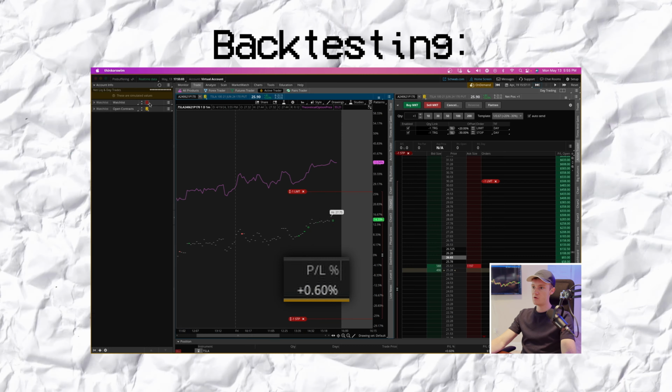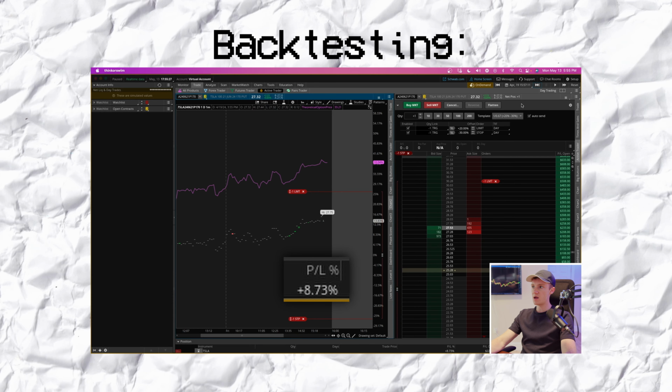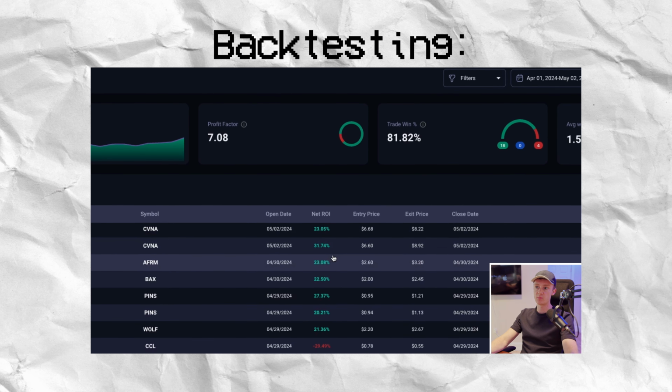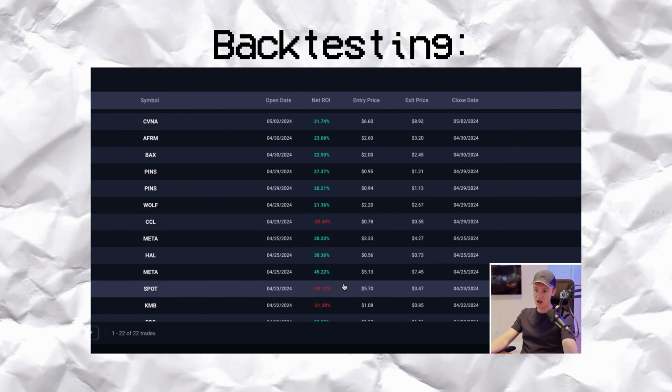Now, based off of the trades that the software has provided to me over the last month, I actually went back and backtested these trades. And I was able to identify what the risk to reward was, what the win rate was, and based off of that, what position size I should trade.